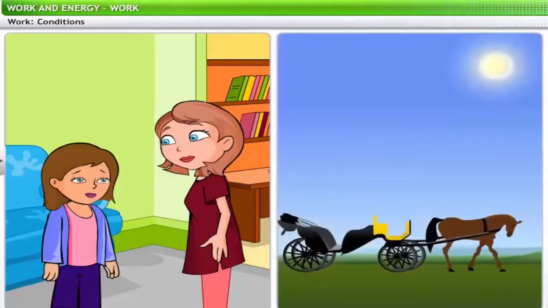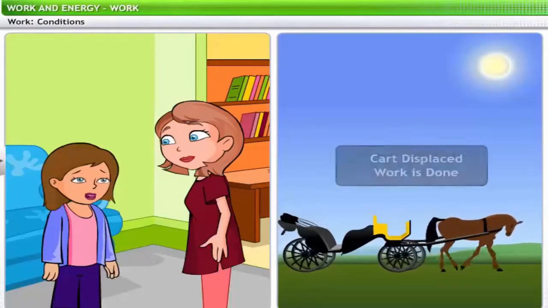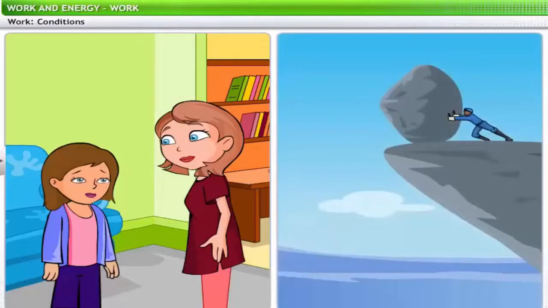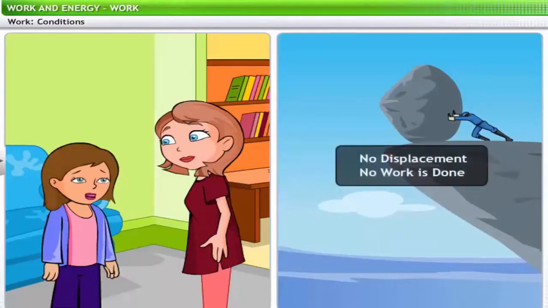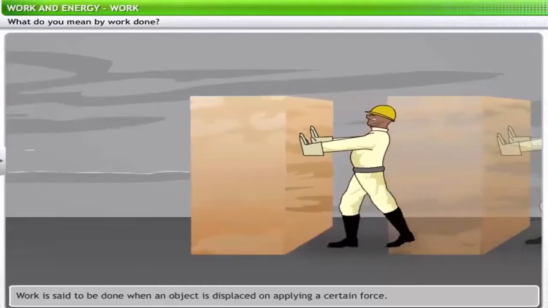In the second case, the horse applies force to pull the cart across a certain distance. As there is displacement of the cart in the direction of the force, we can say that work has been done. Finally, in the third case, the man applies force to move the rock, but clearly the force is not enough to move the rock. Since there is no displacement in the rock's position, no work is done. Is that right? Absolutely. That's very good.